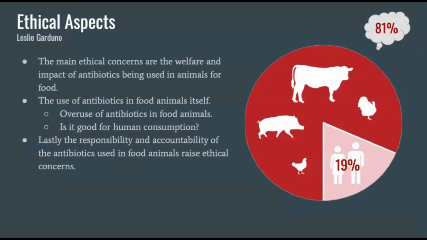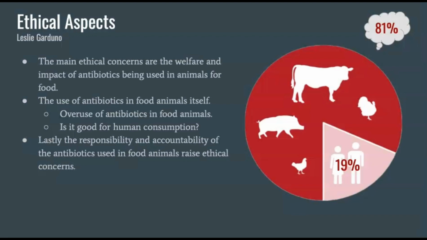The ethical aspects of antibiotics being used in food animals, Leslie Garduño. The main ethical concerns are the welfare and impact of antibiotics being used in animals for food. The use of antibiotics in animals for food is inhumane and life-threatening, even though livestock producers state otherwise. Antibiotics are being overused to make up for the lack of care, management, and poor conditions. It's like an insurance, which results in effortless growth for diseases.